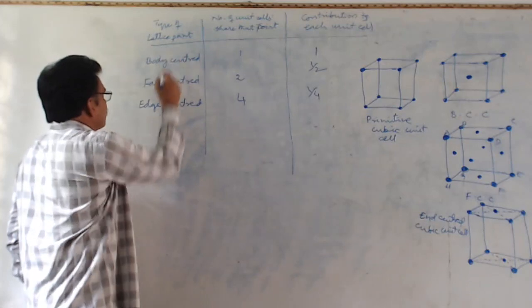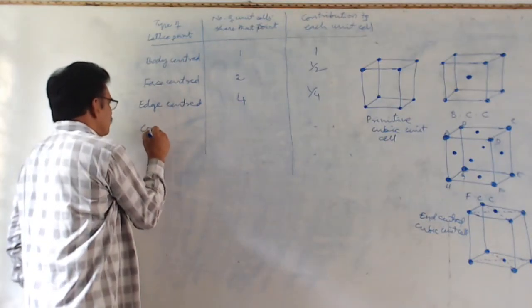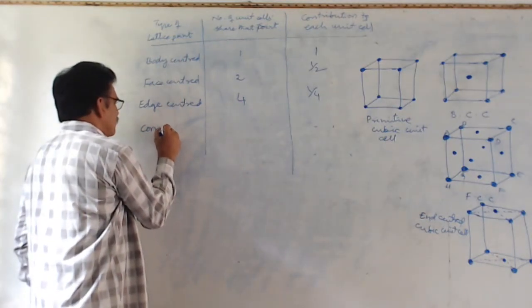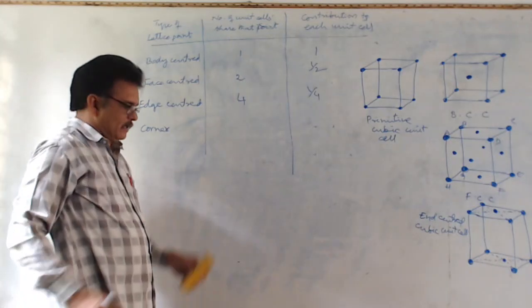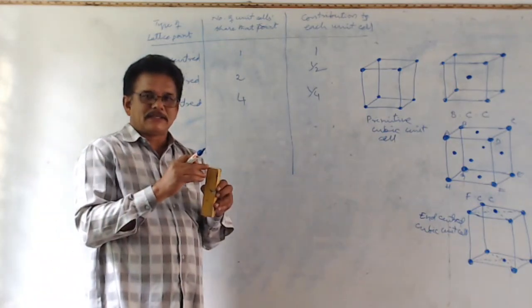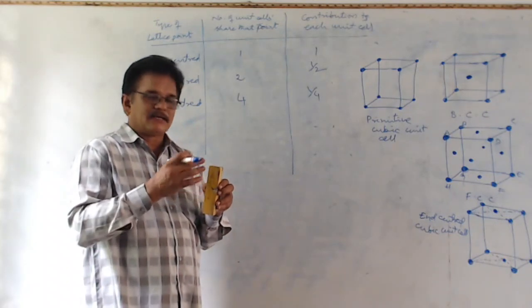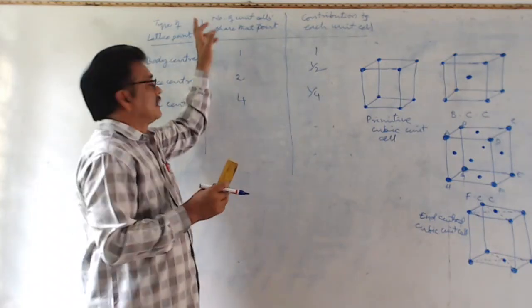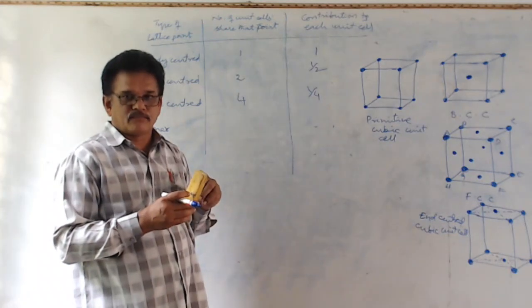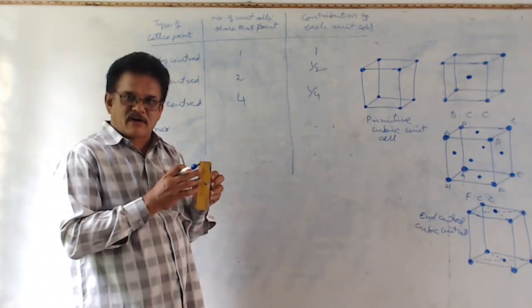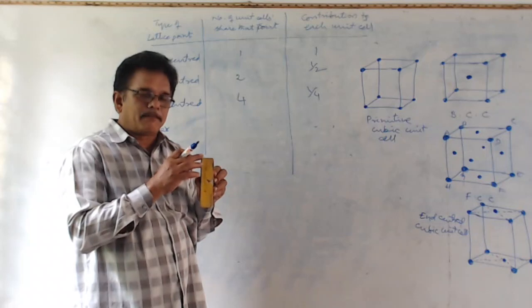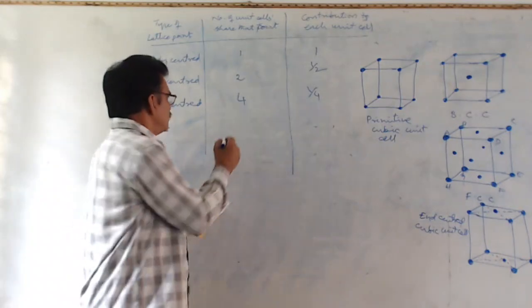Similarly, another type of lattice point is the corner lattice point. This corner lattice point is shared by 8 unit cells when the entire crystal lattice is formed.